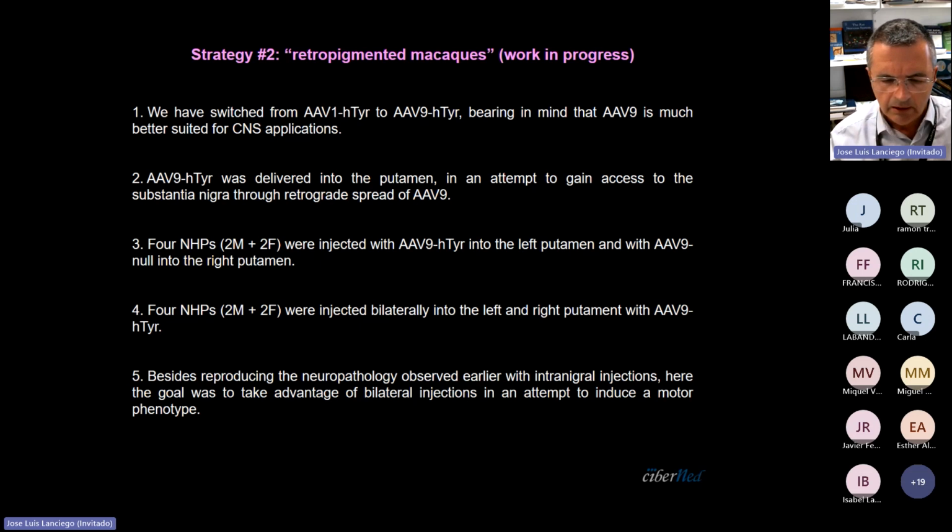So if you are delivering into a given brain area an AAV9, all brain areas that are innervating the area of deposit are going to be transduced by retrograde spread of AAV9. So we delivered AAV9 coding for human tyrosinase into the putamen of these animals.